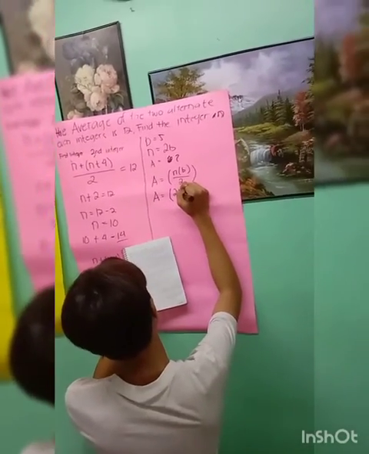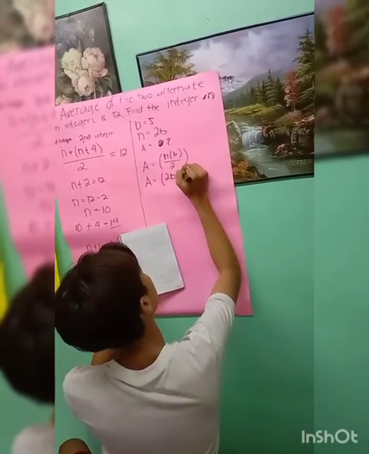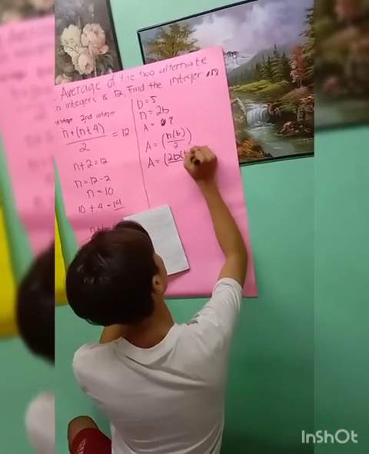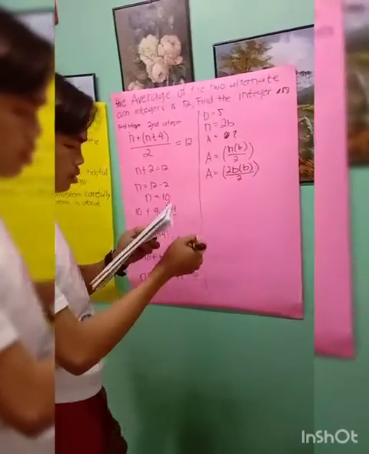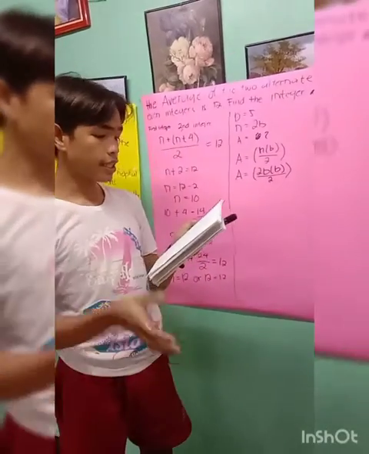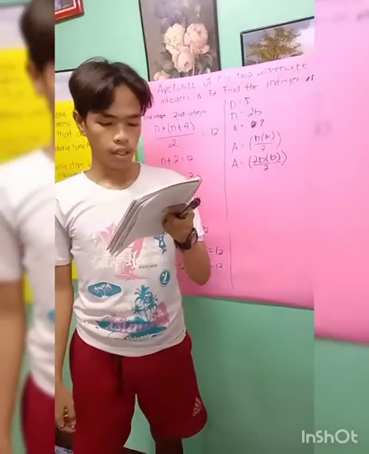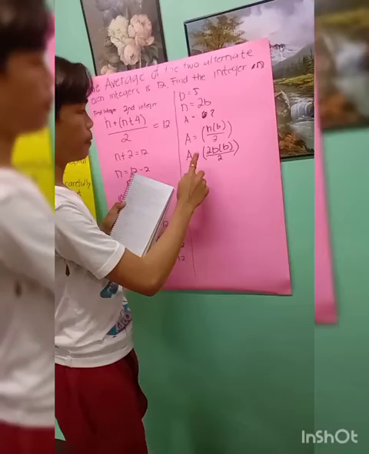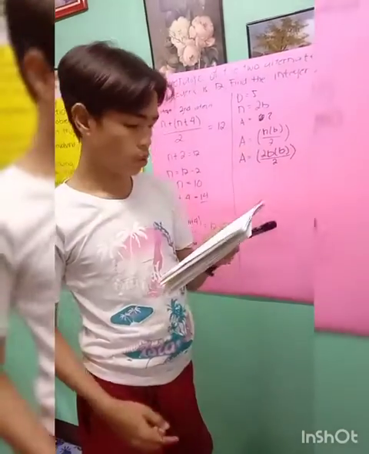A is equal to 2b times b divided by 2. Height, hindi siya height, 2b. So, meron na tayong equation ngayon. Pwede na natin isolve kung ano ang magiging area ng triangle. Okay, so, given the formula, A is equal to 2b times b divided by 2.